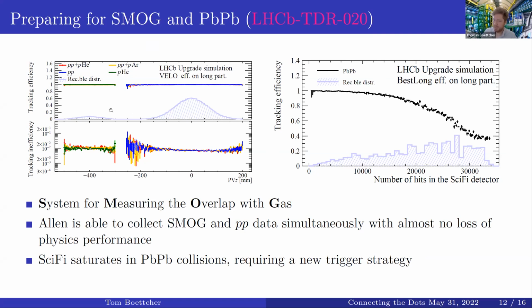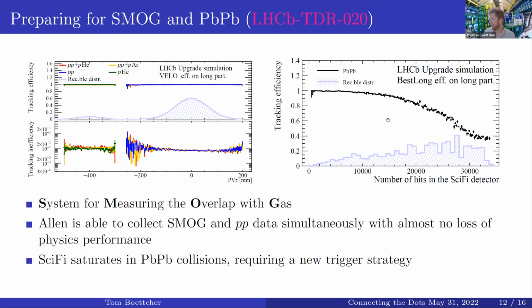So LHCb Allen needs to be able to reconstruct data in both the PP and P-gas mode without loss of physics performance. And so we've been able to do this. This plot shows the Velo track reconstruction for different data taking scenarios. And you see we don't lose any efficiency by going from just PP alone to proton-proton plus proton helium and proton-proton plus proton argon. And then on the horizon, we're also getting ready to take lead-lead data. So this will happen in November of this year.